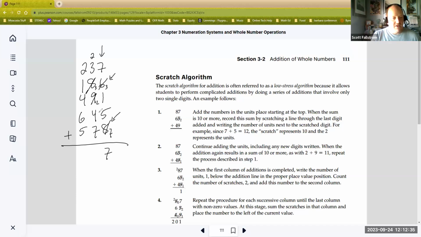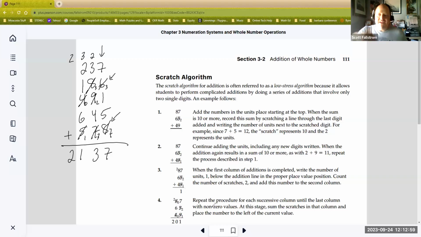See what I'm doing? 2 plus 4, that's 6. And 6 plus 7 is 13 again. So I write a 3 down here. 1, 2, 3 scratches. Okay, 3 plus 2 is 5. There's 6. There's 10. So I put a 0. 0 plus 6 is 11. So I have 2 scratches coming over and I get 2,137.